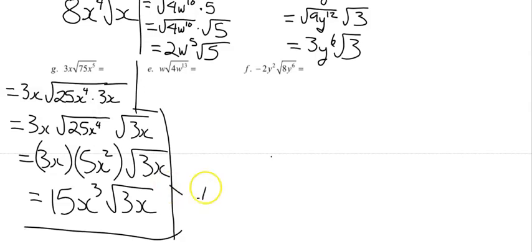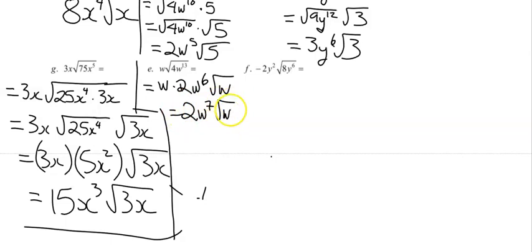Okay, so I got a W there. I'm going to look at that. I'm going to pull out, I'm going to make the 13 into a 12, cut that in half, pull a W to the 6th. So I'm going to have a W. The square root of 4 is 2, so I'm going to have a 2W to the 6th root W. You get 2W to the 7th root W.